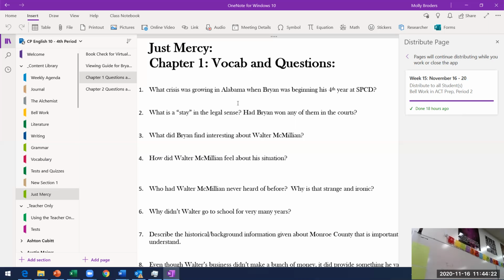If you don't know, look, I'm on page 20. He is from Monroe County. Who famous is also from Monroe County? Harper Lee. All right. And what did Harper Lee write? To Kill a Mockingbird. Very good.